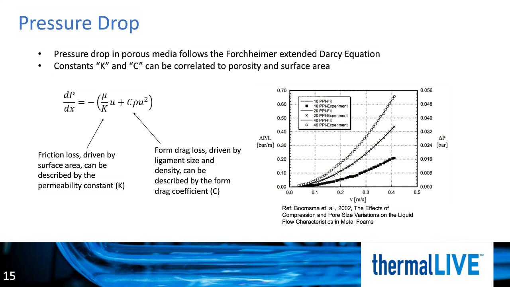The quadratic term represents form drag losses due to the wake behind each ligament, and the constant C is referred to as the form drag coefficient. This term dominates at high flow velocities. Both K and C are determined by fitting a quadratic curve to experimental data, and both constants can be correlated over a broad range of foam configurations, including the effect of pore size, relative density, and compression.